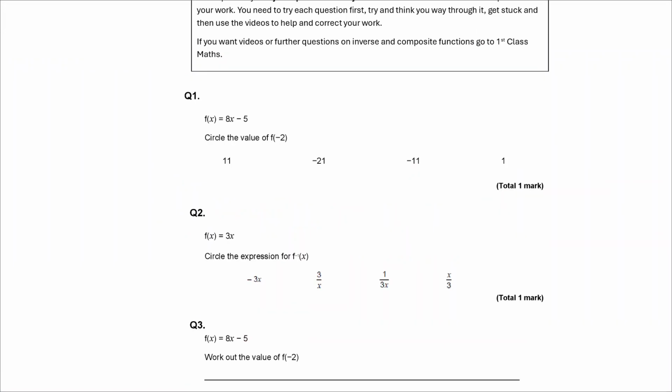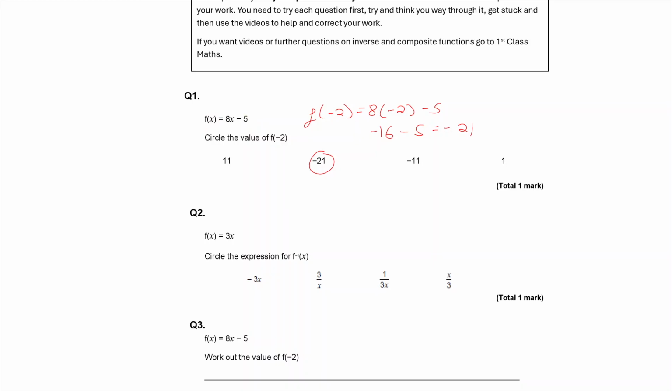So let's begin. Question number 1 is this. We're given the function f of x is equal to 8x take away 5. Circle the value of f of -2. You just replace the x value with -2. So f of -2 is going to be equal to 8 multiplied by x, which is now -2, take away 5. Okay, so 8 times -2 is -16, and -16 take away 5 gives you -21, and that's the answer. That's really just basic function notation, substituting a value into the function.